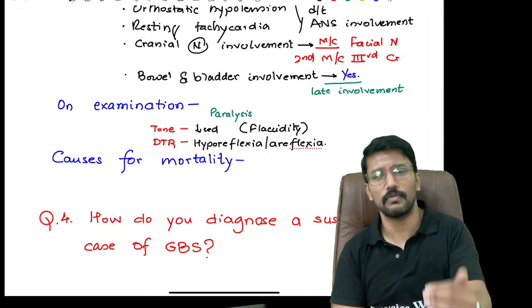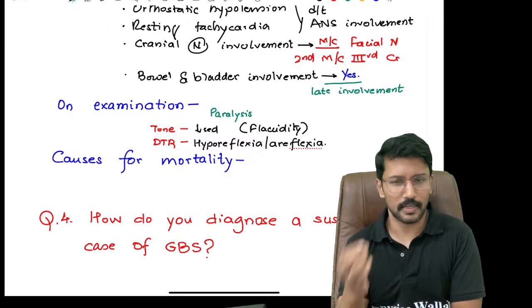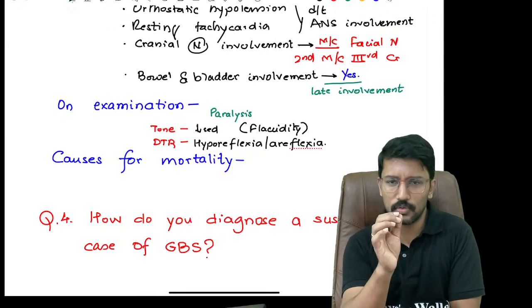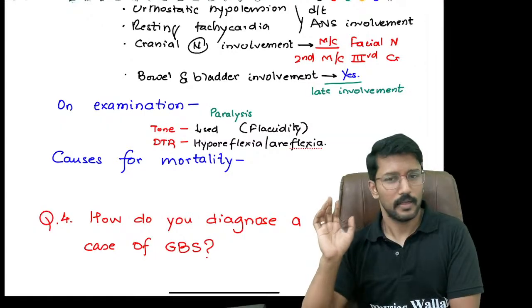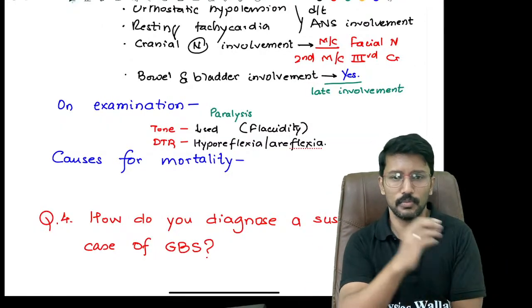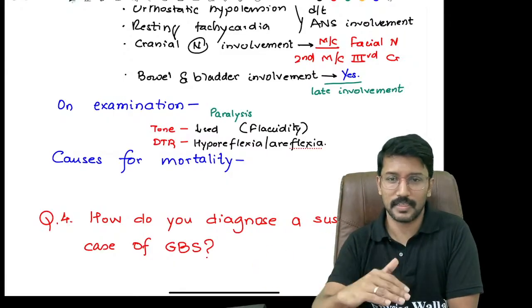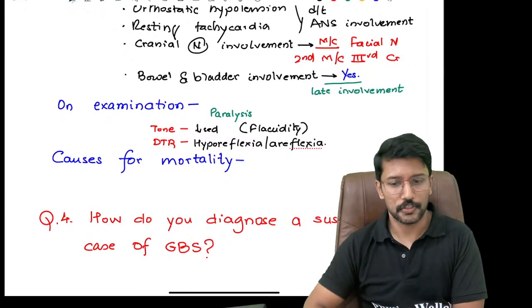So whenever you go to the ward and see a patient with paraplegia, if I'm the faculty, all I would see is how well you document the tone and deep tendon reflexes. If you can prove that the tone and deep tendon reflexes are diminished, yes, you have a case of GB syndrome. If you say that the tone and deep tendon reflexes are exaggerated, then you have a case of paraplegia because of spinal cord damage.